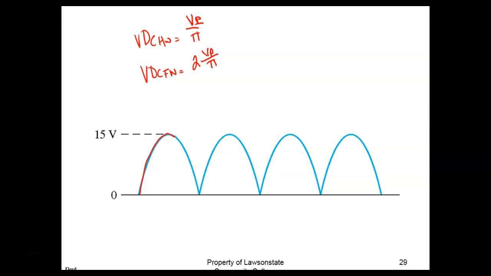So automatically on a full wave we get twice as much DC out than we do with a half wave rectifier. But it's still pulsating, which means now it's going to pulse to ground. If it's 60 hertz, the output frequency is going to be 120 hertz. So it's going to pulse to ground 120 times a second. Everybody okay?